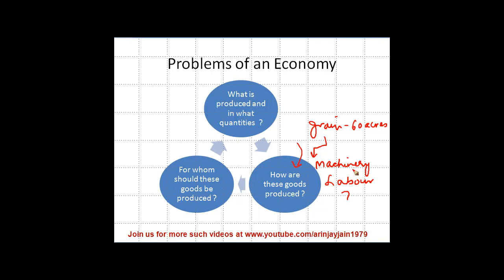So the three problems are: what is to be produced, whether to produce food grains, clothing, or build houses, and in what quantities it has to be produced; for whom these goods should be produced, whether we should give preference to the rich or to the common man; and how these goods are to be produced. Machinery, labor, or others?